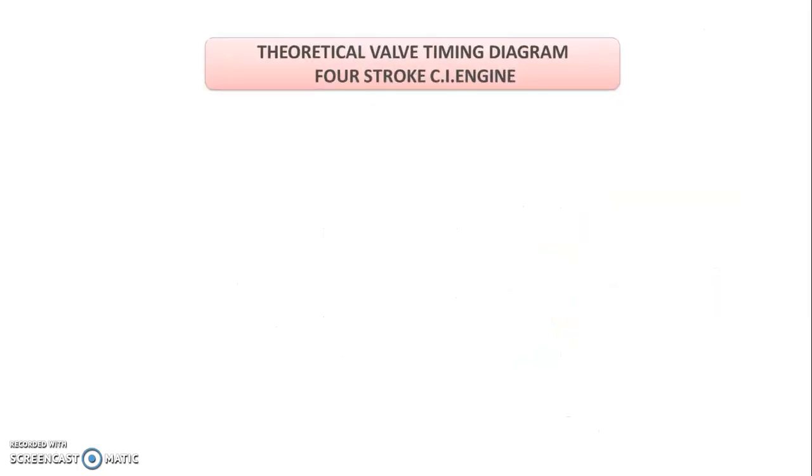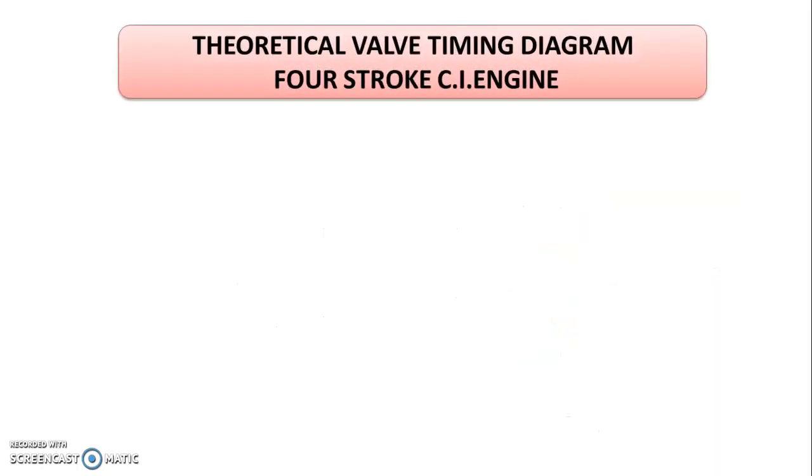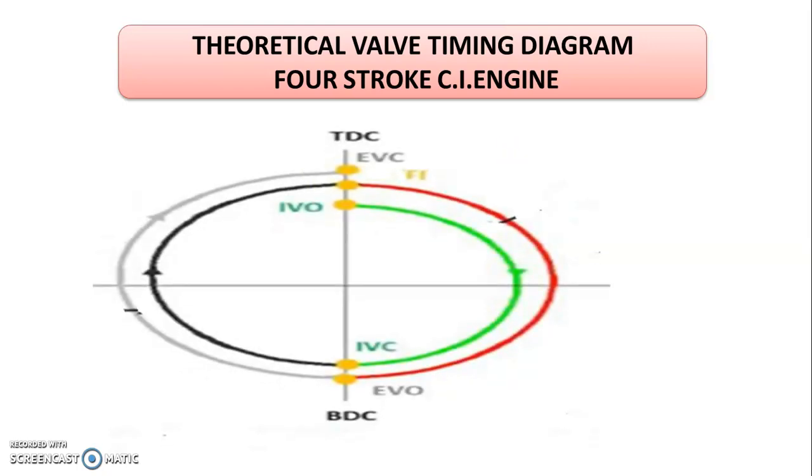Now we will learn the theoretical valve timing diagram for a 4-stroke CI engine, meaning a diesel engine. So this is the representation of the theoretical valve timing diagram for a 4-stroke CI engine, in which instead of a spark plug, here is a fuel injector.